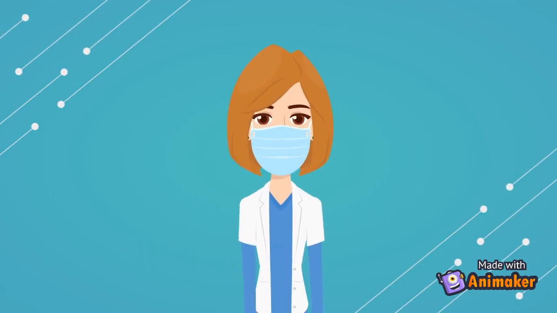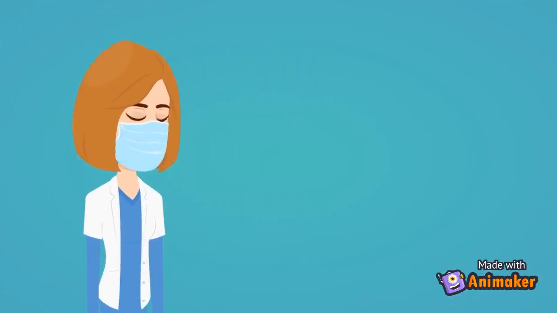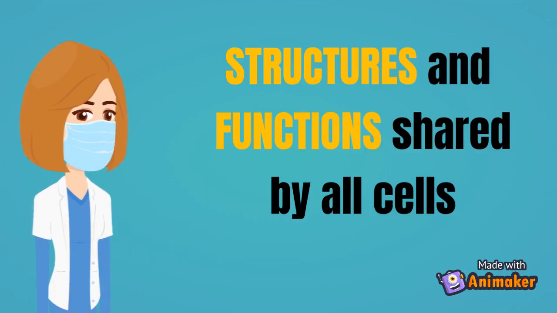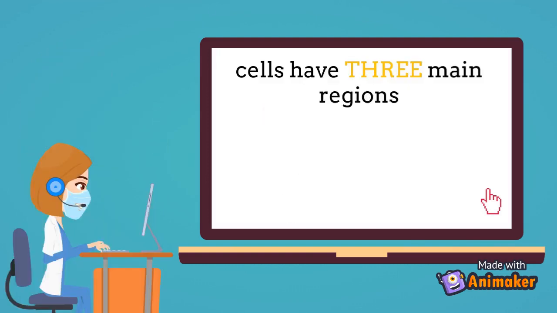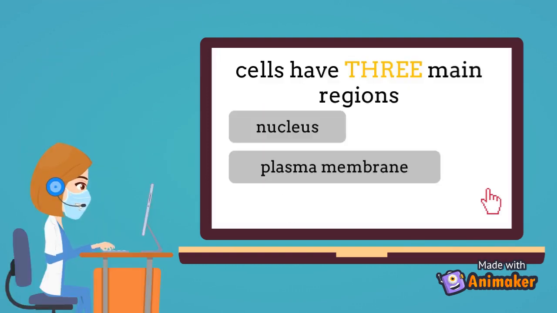Cells are the structural units of all living things. In this video, we're going to discuss the structures and functions shared by all cells. We will discuss the anatomy of a generalized cell. In general, all cells have three main regions or parts: a nucleus, a plasma membrane, and the cytoplasm.